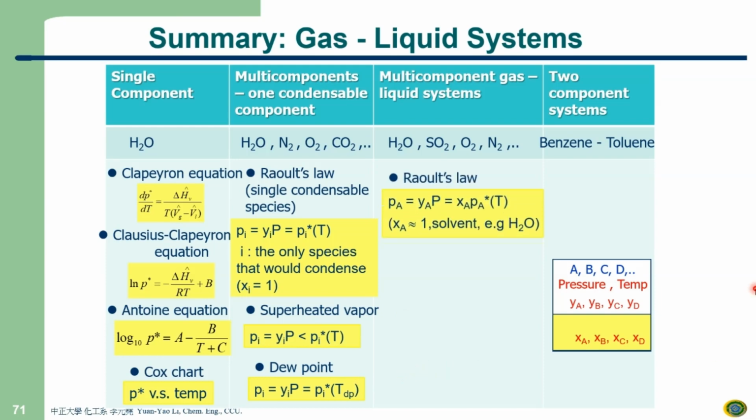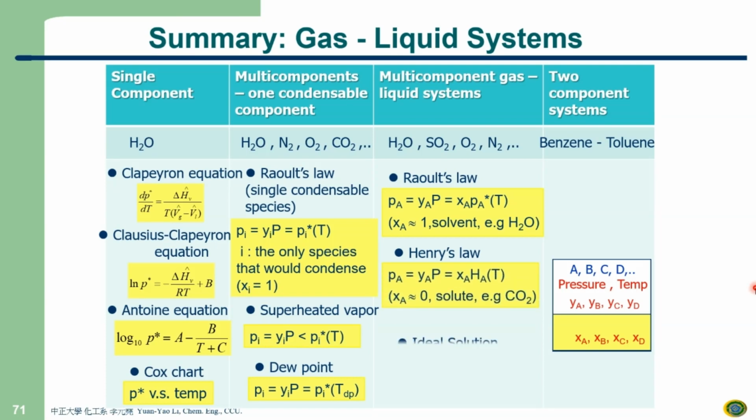Right. So for the multi-component gas-liquid system, there is Raoult's law and then Henry's law. Right? Okay. And we also told you about the ideal solution. So in this case, if I have 4 species, could you please tell me which 2 are applied for Raoult's law? Which 2 are applied for Henry's law? Can you tell me?